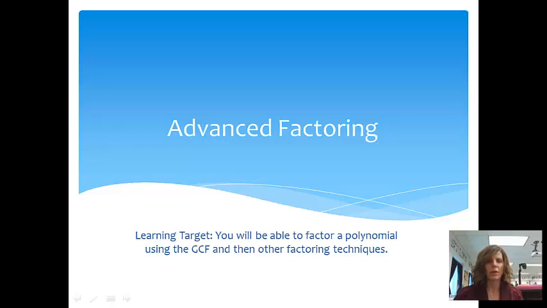Right, we've got one more factoring technique that we'll be learning this unit, and that is called advanced factoring. At the end of this lesson, you'll be able to factor a polynomial using the GCF and then other factoring techniques.